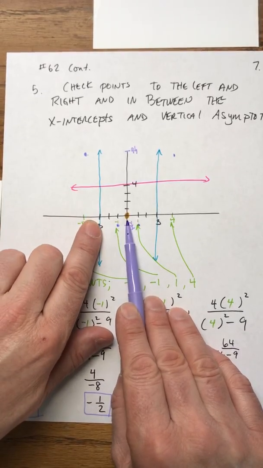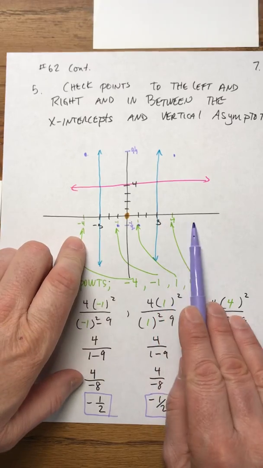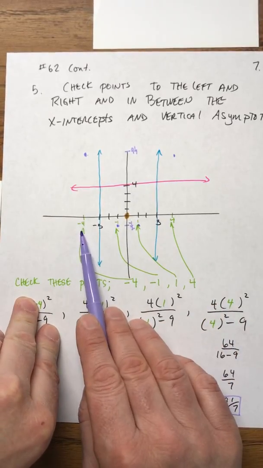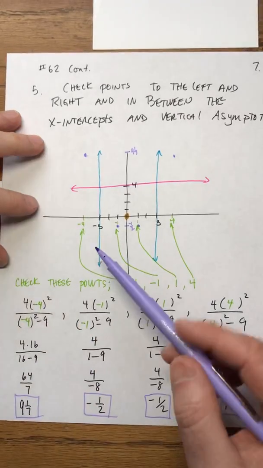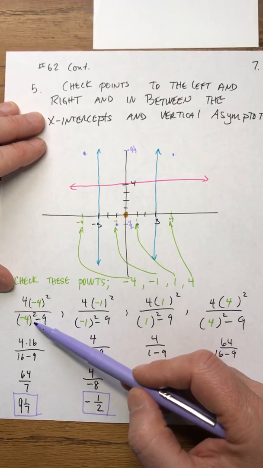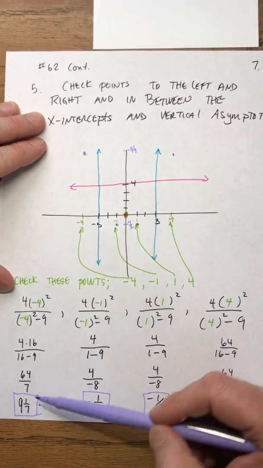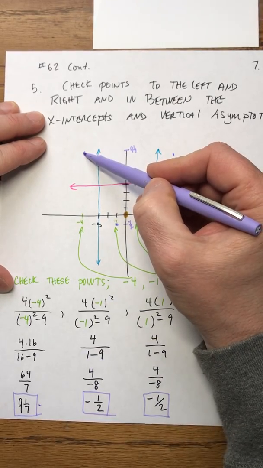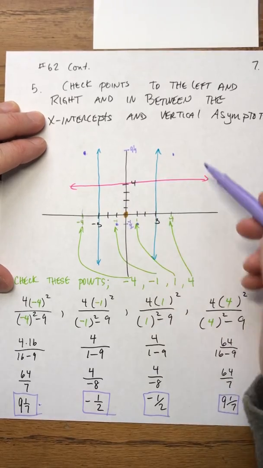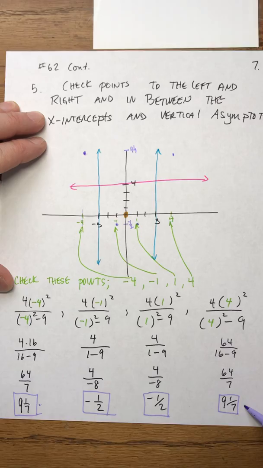I'm going to check a number in between here, which is -1. I'm going to check a number to the right of the vertical asymptote. I chose 4. And I'm going to check a number to the left. If I put -4 into the original function and solve, I'm going to get 9 1/7. If I graph that, I can see that it occurs way up here at 9 1/7 when x is -4. When x is +4, I also got 9 1/7.